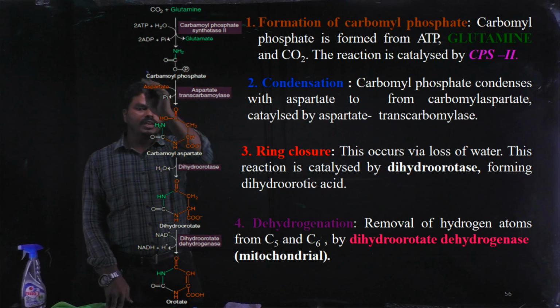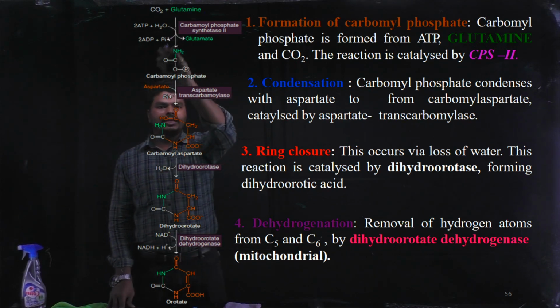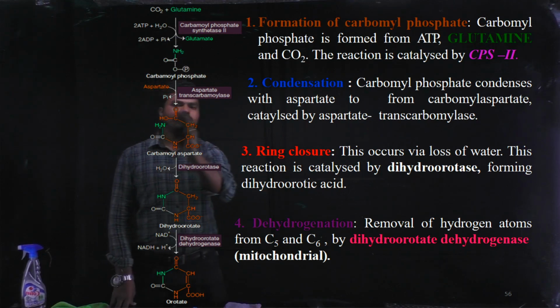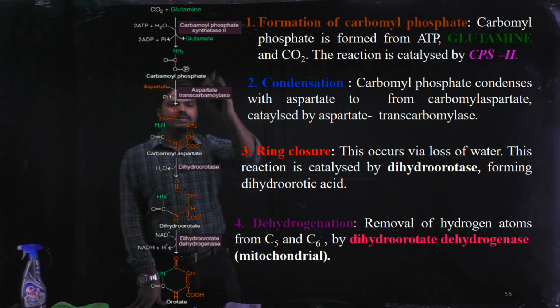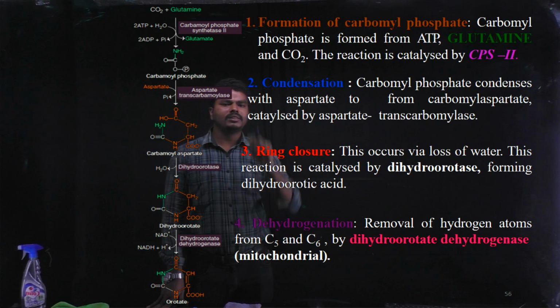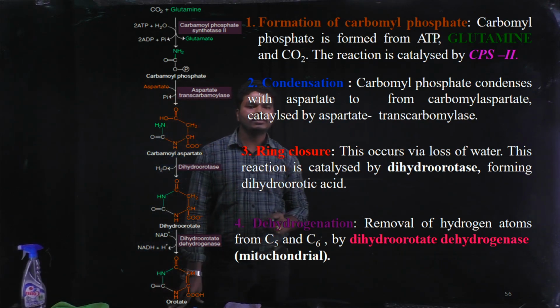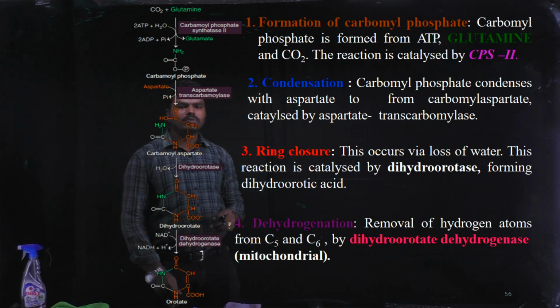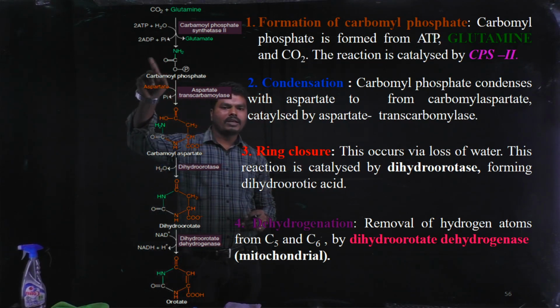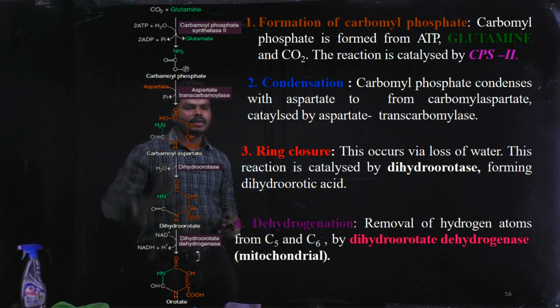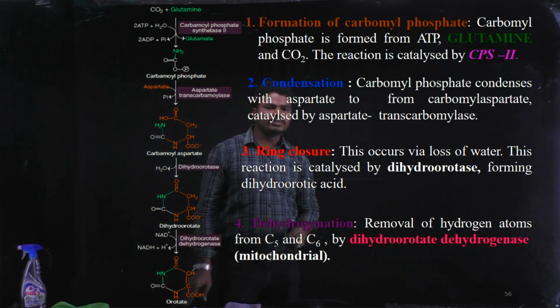So by using the ATP, carbon dioxide and glutamine are able to form carbamoyl phosphate, and this reaction is catalyzed by carbamoyl phosphate synthetase 2. That is an enzyme. So this enzyme will catalyze the reaction to convert carbon dioxide and glutamine into carbamoyl phosphate by utilizing the ATP.